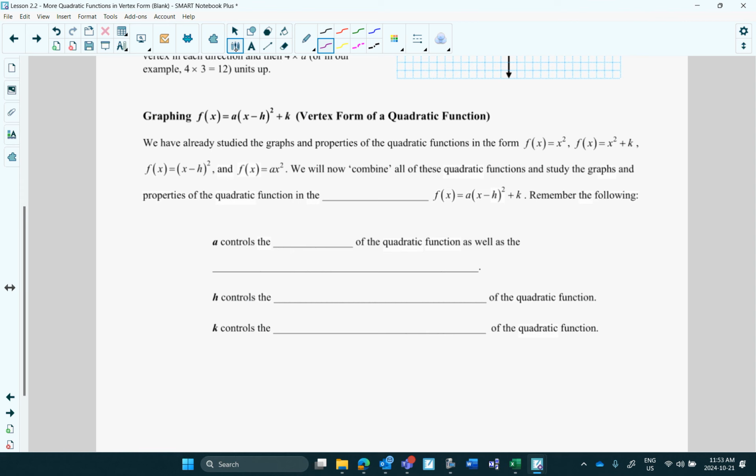And we call this vertex form. Why? Because it allows us to read the vertex. So this is the equation for vertex form. You should be familiar with this equation. A times x minus h all squared plus k.